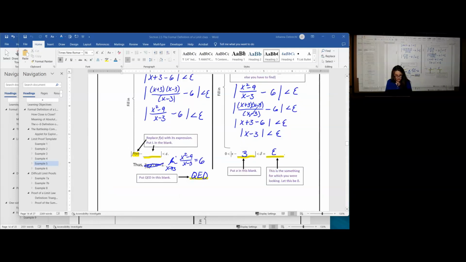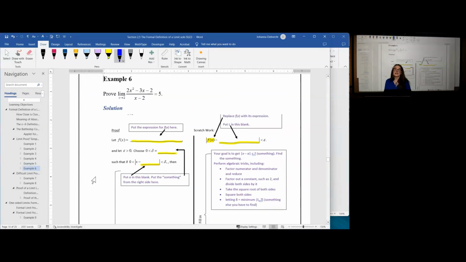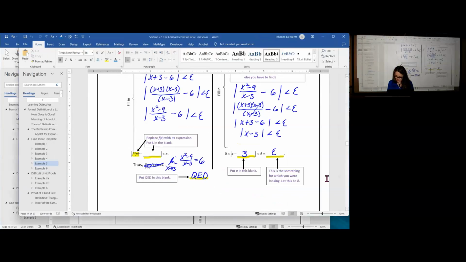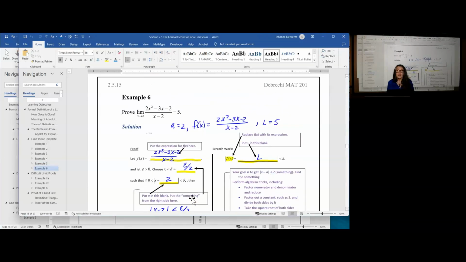Let's now take a look at example number 6. Example 6 is similar to the one we just did. So again, I want you to pause the video, work it out, and then come back and we'll compare our answers. Okay, let's see how you did.